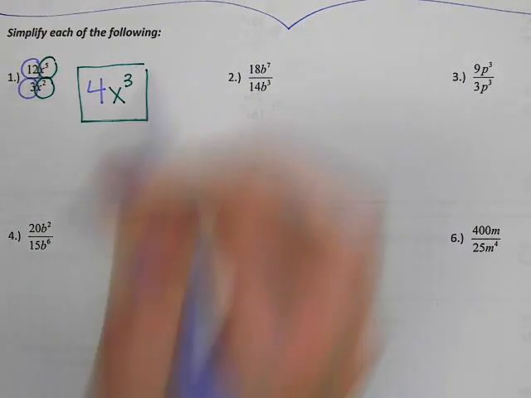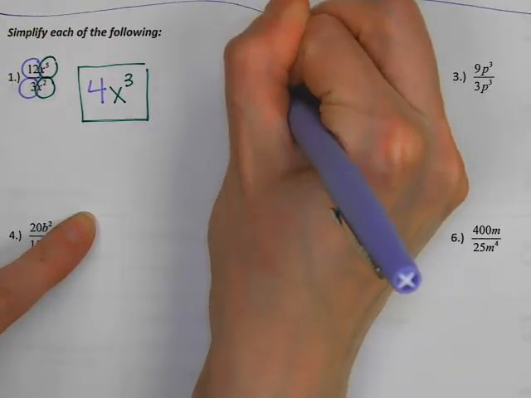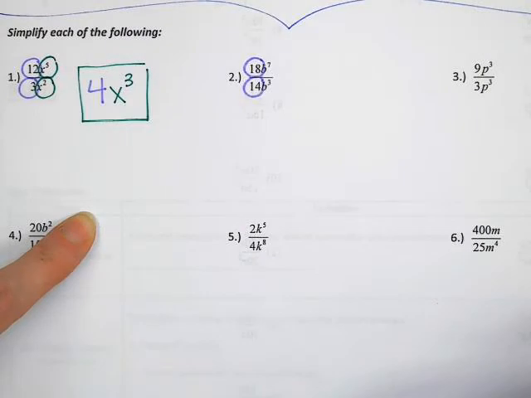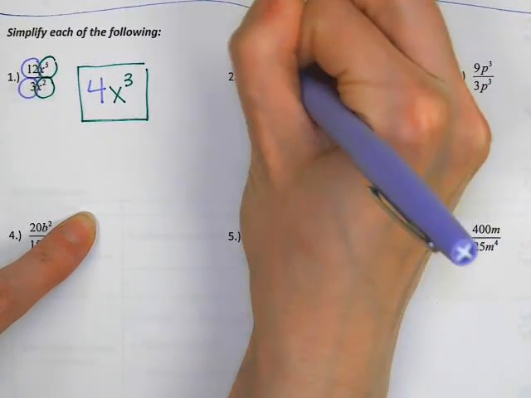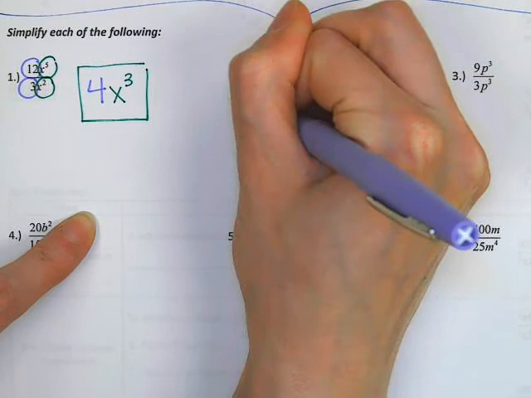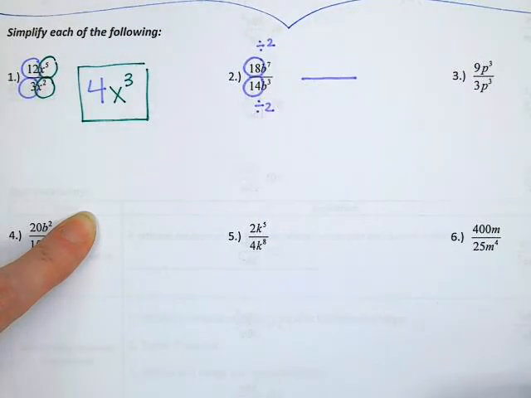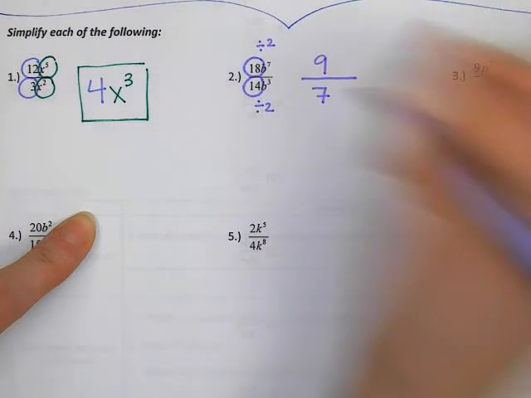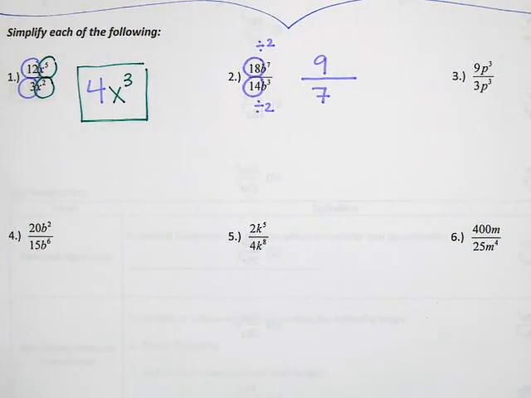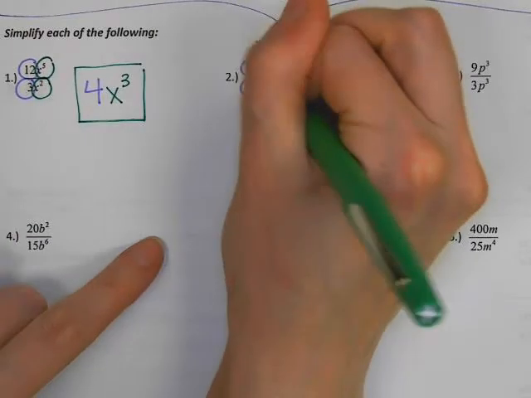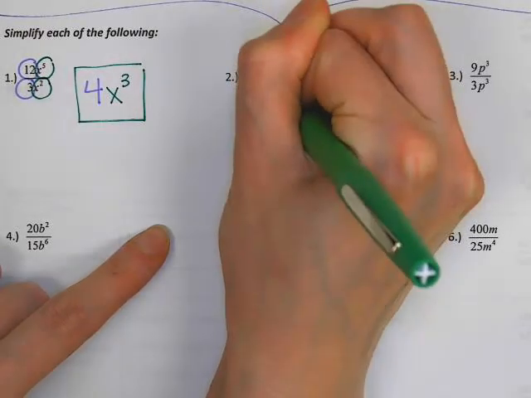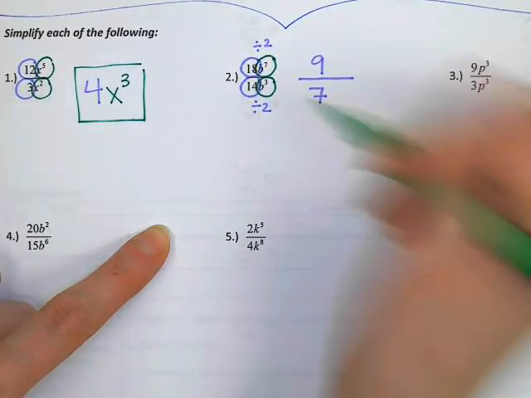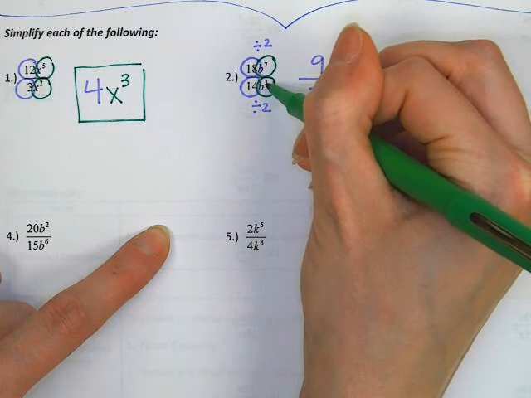All right, number 2. First, I'm going to reduce 18/14ths, and I can reduce those both by 2, and that leaves me with 9/7. Okay, so that's reduced. And now I'm going to do my exponents. And when I'm dividing exponents, I subtract. 7 minus 3 is 4.